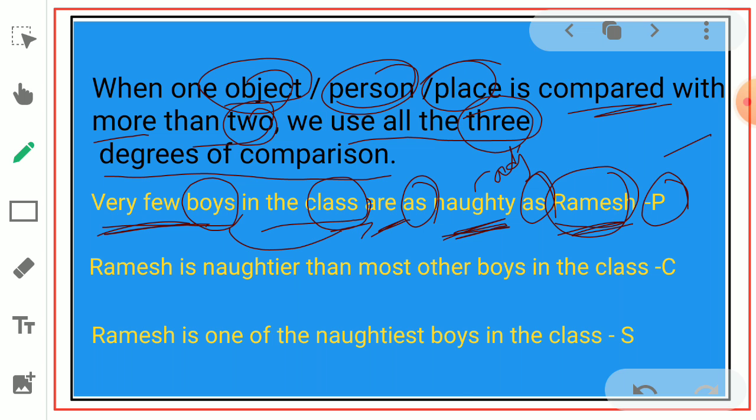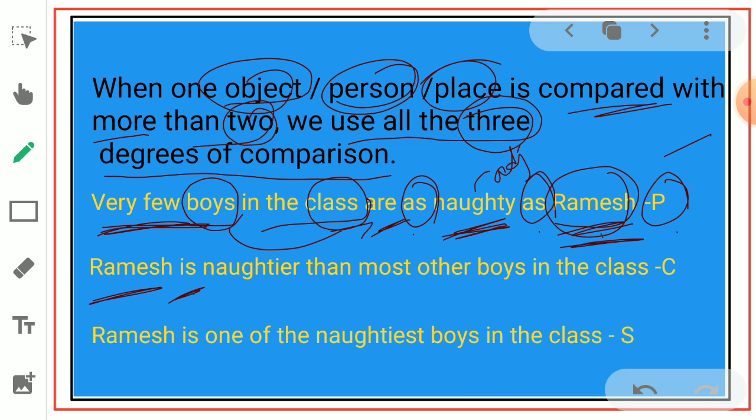So you know how to recognize positive form and all. It's very easy to recognize. Very few boys is used, then as naughty as. This is a clear indication to notice in positive form. So positive form is used wherein comparative. So how is it? The person who is compared, that is Ramesh. Let me take Ramesh at first.